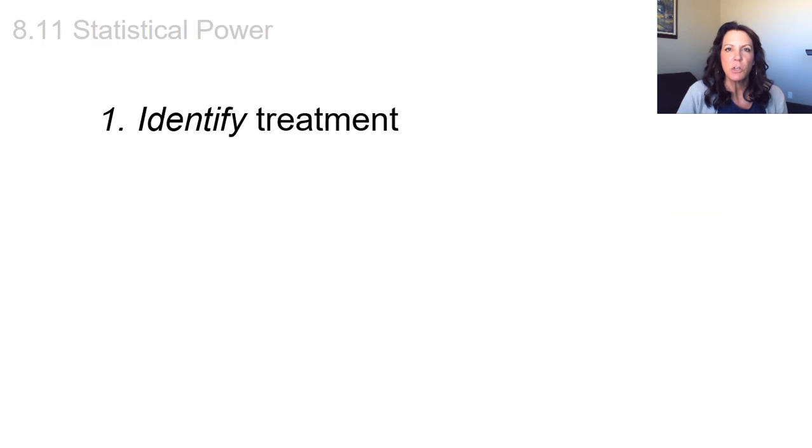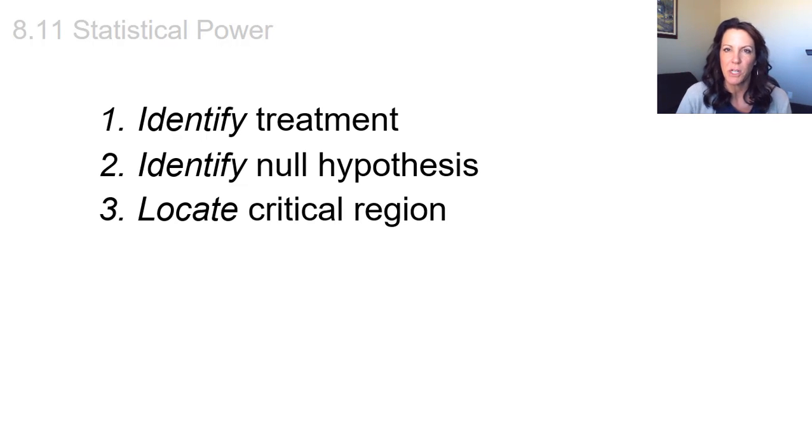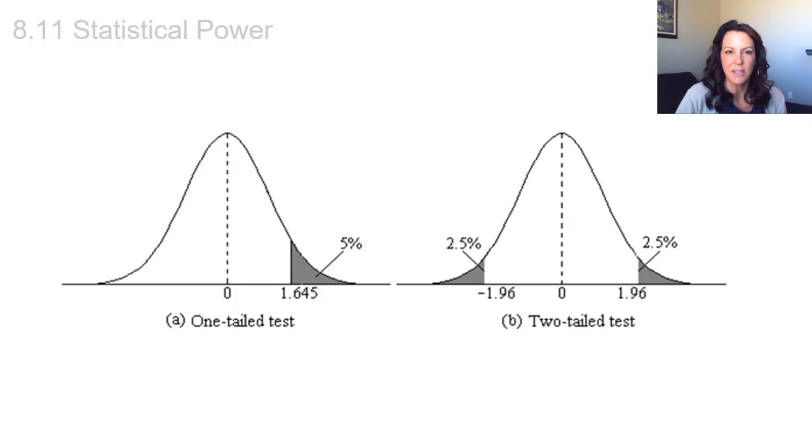So the first thing we're going to do when we're talking about power is identify the treatment. What is it that we are studying? We're going to identify the null hypothesis, and we're going to locate the critical region. And these things will help us to determine statistical power. So statistical power is the proportion of the distribution that is beyond the critical boundary. It's that shaded area that we've been talking about. We've been referring to it as the critical value or the critical region, the critical area. It's that shaded in portion of the distribution that we are considering for statistical significance.